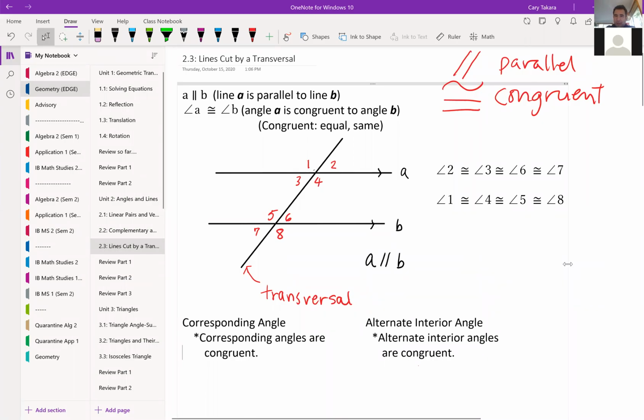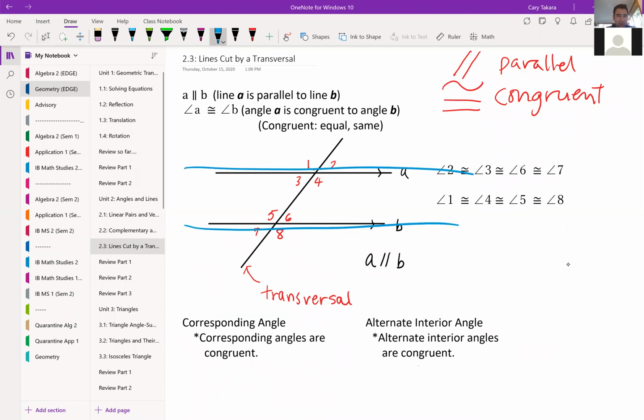So again, we will be talking about parallel lines cut through by this diagonal line. It's called a transversal. It's just a fancy name, but basically you've got parallel lines and then you've got a line cutting through, and that line is called a transversal. Okay. Now, here you've got these two parallel lines, right? And then we've got this transversal.